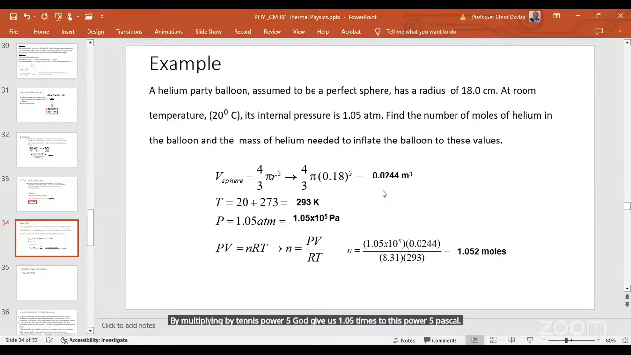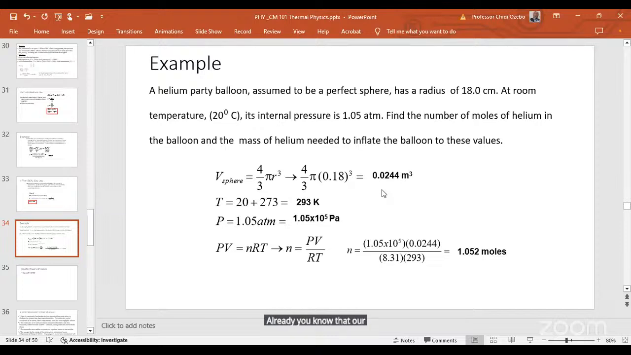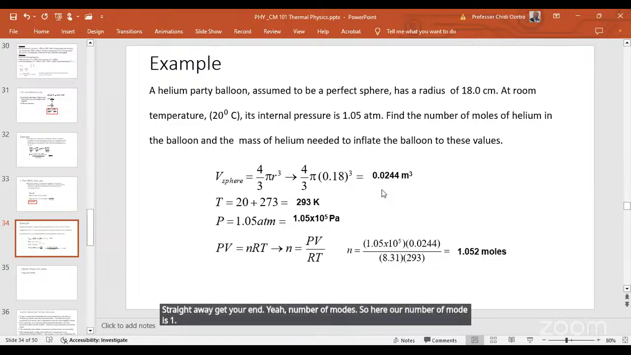With that, you state our formula: PV is nRT. From there, you can find the value of n by making n the subject of the formula. So n is PV over RT. You already know that R, the universal gas constant, is 8.31 joule per mole per Kelvin. You substitute and straight away you get n, your number of moles. Here our number of moles is 1.052 moles. It's straightforward and simple.